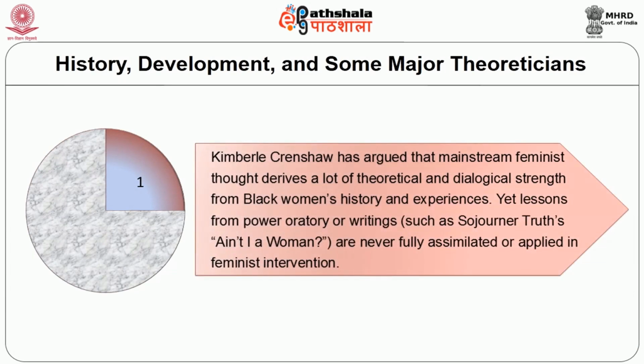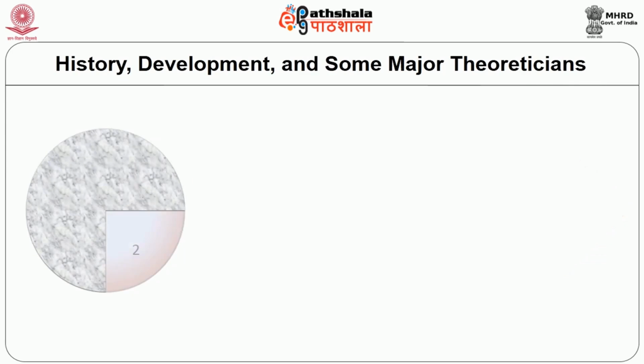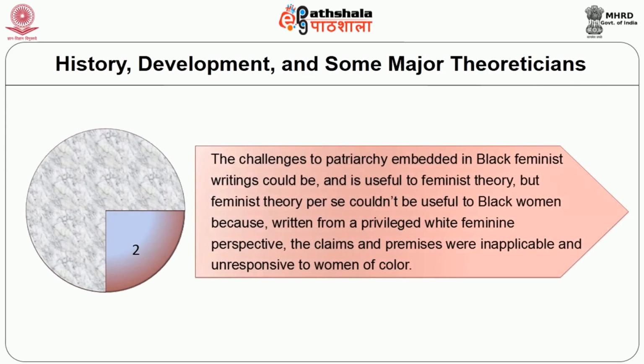Crenshaw has argued that mainstream feminist thought derives a lot of theoretical and dialogical strength from the black woman's history and experiences. Yet lessons from power, oratory or writings such as Sojourner Truth's "Ain't I a Woman" are never fully assimilated or applied in feminist intervention. The challenges to patriarchy embedded in black feminist writings could be useful to feminist theory, but feminist theory per se couldn't be useful to black women because, written from a privileged white feminine perspective, the claims and premises were inapplicable and unresponsive to women of color.